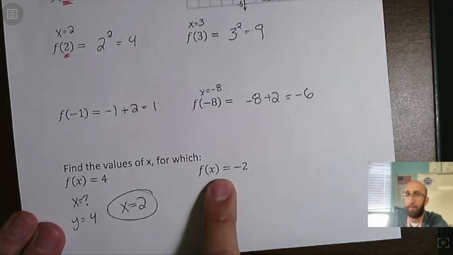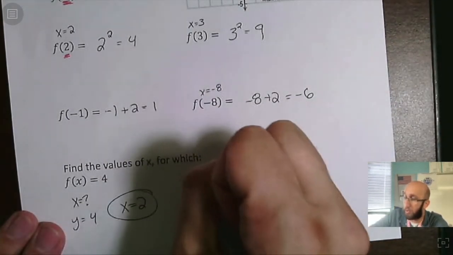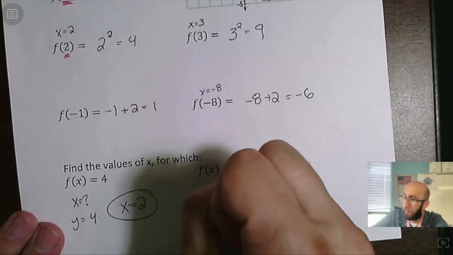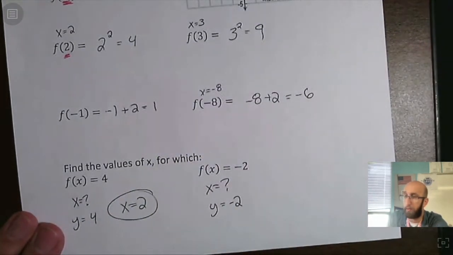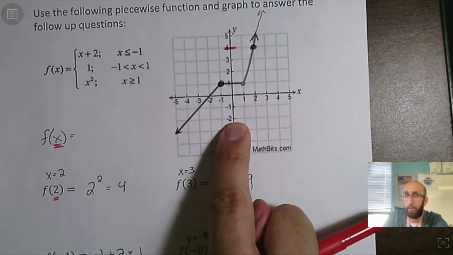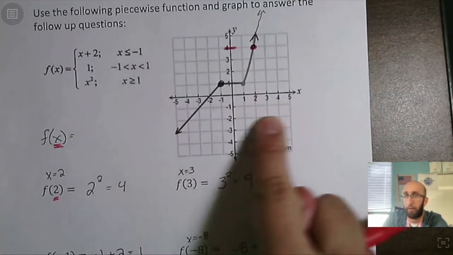Okay, let's see that one more time. Different example. f of x equals negative 2. So we don't know the x value, but we do know the y value is negative 2. So let's go to our graph and figure out, hey, where is the y of negative 2? We're down here. Let's go find my graph. So we're looking left and right.